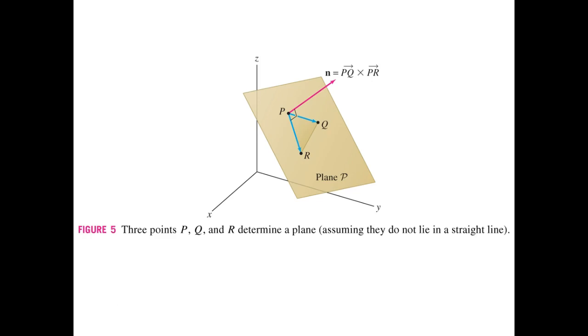Because any 2 points define a line, so a third point that's not on that line, you've now defined a plane. A plane like this, a plane like this, a plane like this, it defines a plane. Any 3 non-collinear points define a plane. So 3 points, P, Q, and R determine a plane, assuming they don't lie on the same straight line. In other words, they're not collinear. Okay.